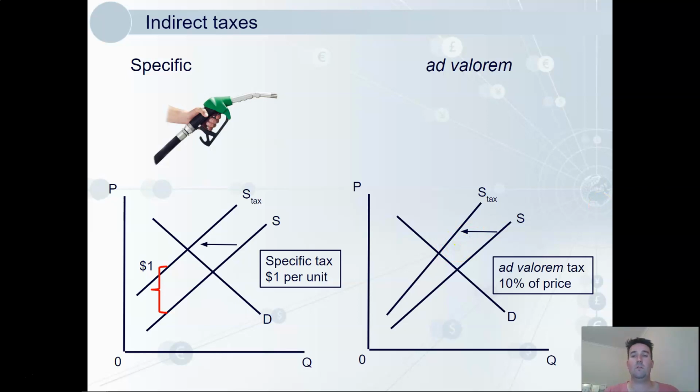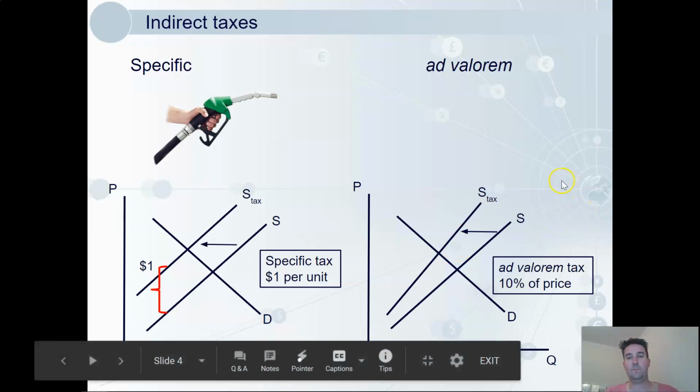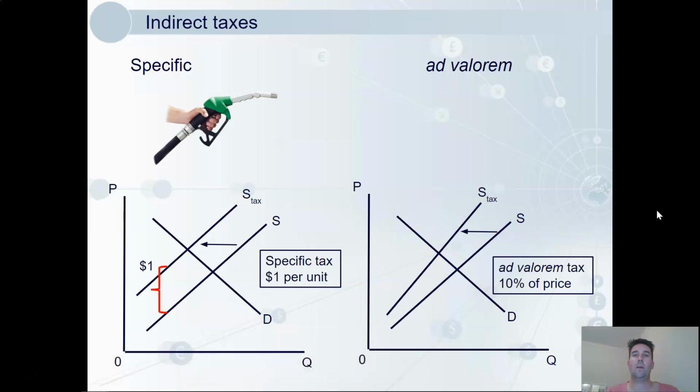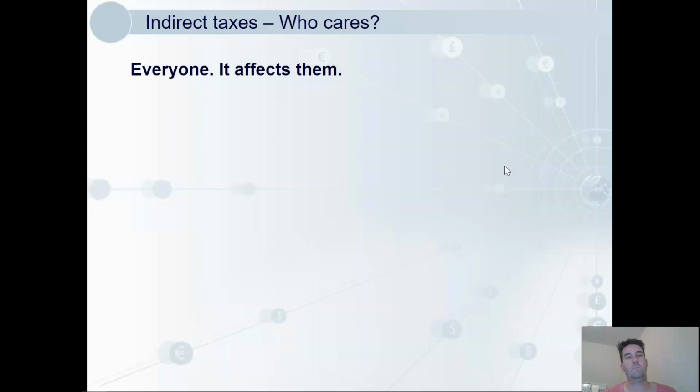So we know how to draw the diagrams. We can draw the new tax curve and this fancy ad valorem one as well. But we need to know why we care about all this. So let's start with consumers.